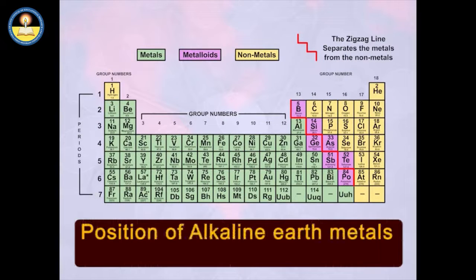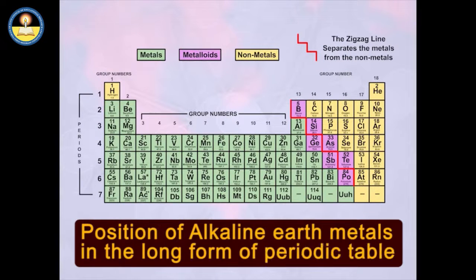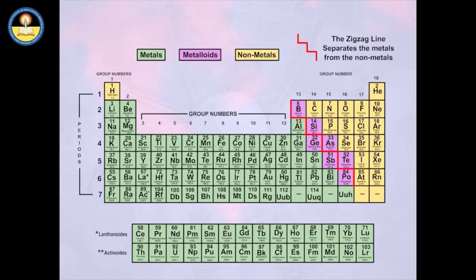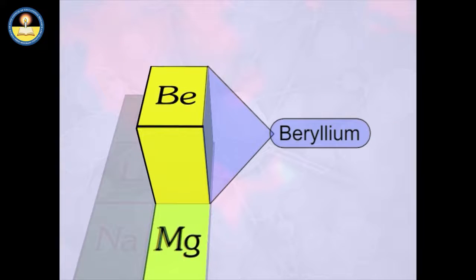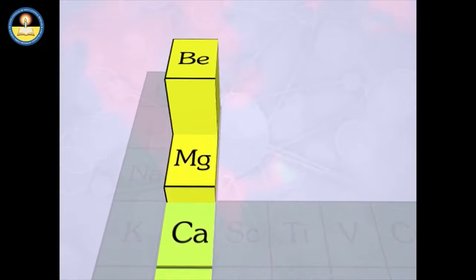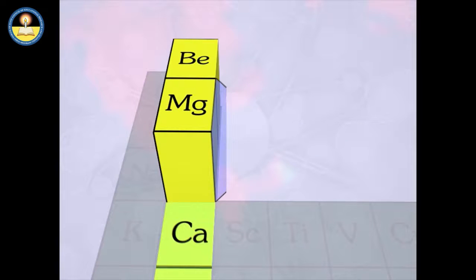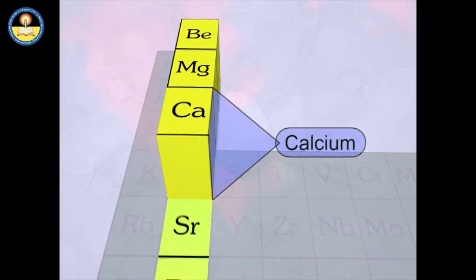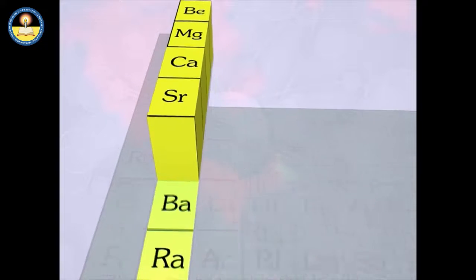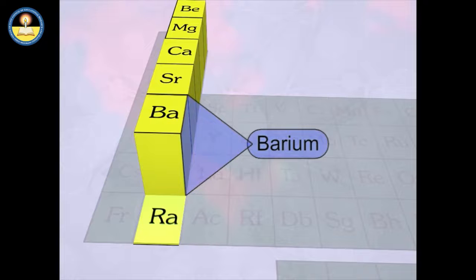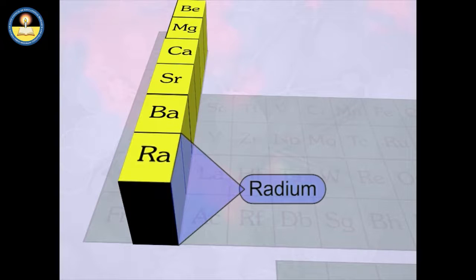Position of the alkaline earth metals in the long form of the periodic table. These elements are located in the second group of the periodic table. The elements of group 2 are beryllium, magnesium, calcium, strontium, barium, and radium.